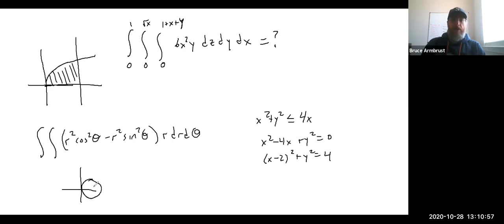All right, so anyway, for this inequality, we're looking at this region in there. So what we're going to want to do is convert this into polar. So this is r squared equals 4r cosine theta, or r equals 4 cosine theta. So our bounds on r are going to go from 0 up to 4 cosine theta.